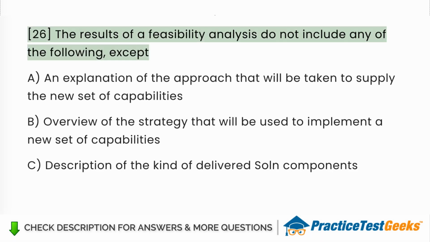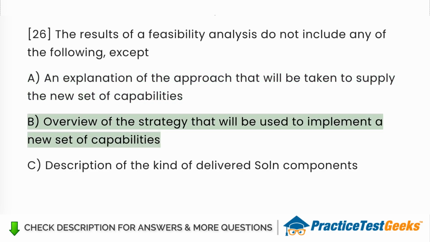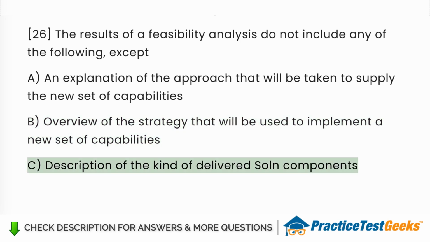The results of a feasibility analysis do not include any of the following, except A. An explanation of the approach that will be taken to supply the new set of capabilities. B. Overview of the strategy that will be used to implement a new set of capabilities. C. Description of the kind of delivered SOLN components.